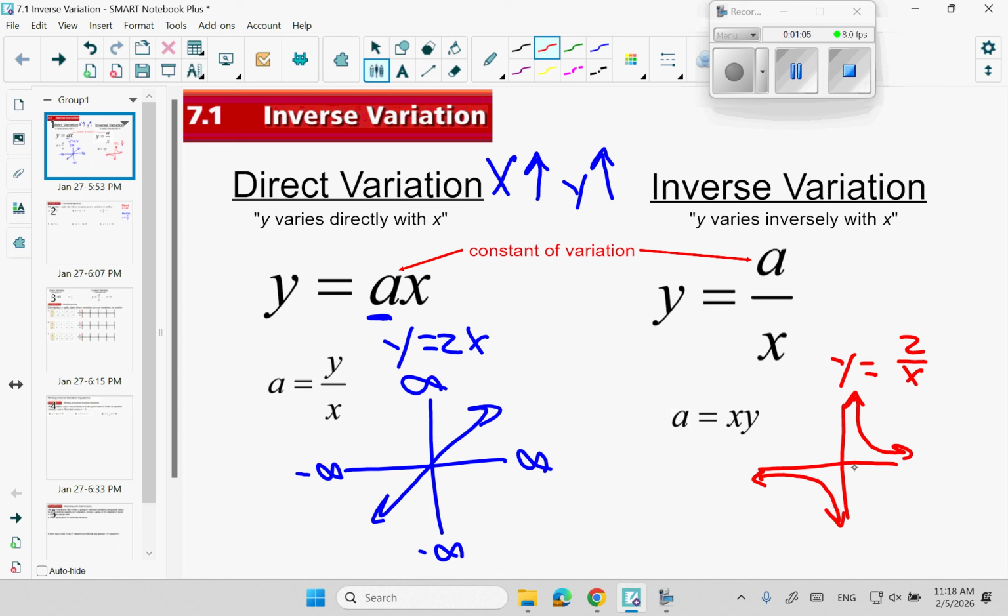Where, as we see, as x gets bigger to positive infinity, the graph is going down. So inverse variation just means as x goes up, y goes down. Basically, the difference, and again, a is just some number, is that I'm isolating for y, like we usually do, and if I'm multiplying between the a and the x, it's direct variation. If I'm dividing between the a and the x, it's inverse variation. So let's take a look at a couple.